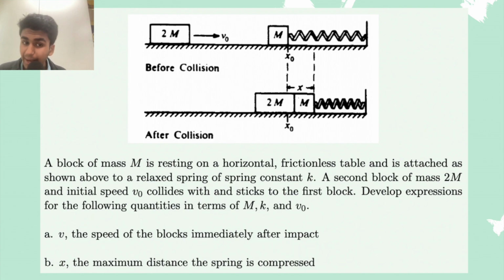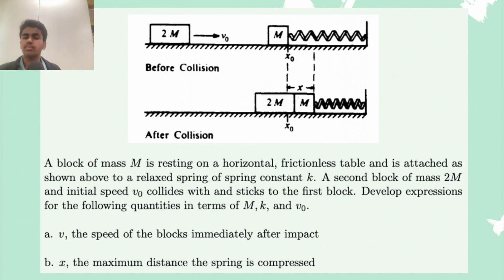Now, the second free response. A block of mass m is resting on a horizontal frictionless table and is attached as shown above to a relaxed spring of spring constant K. A second block of mass 2m and initial velocity v naught collides with and sticks to the first block. Develop an expression for the following quantities in terms of m, k, which is the spring constant, and v naught. So we're supposed to find v, the speed of the blocks immediately after collision. And then part B is to find x, which is the maximum distance the spring is compressed.